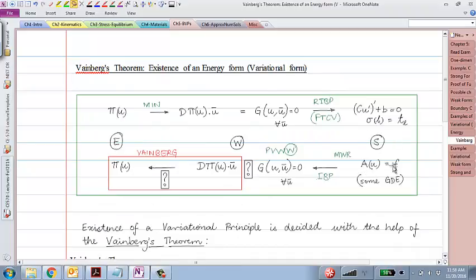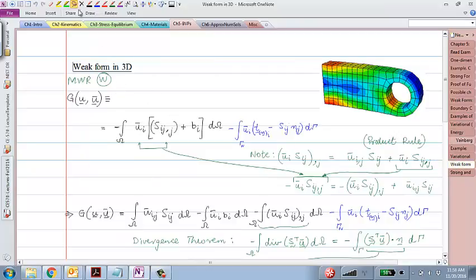Right. So if I have the strong form, I need to go to the weak form using the method of weighted residuals and integration by parts. That's what we'll do. All right. So to write the method of weighted residuals form of the weak form, it's very simple.